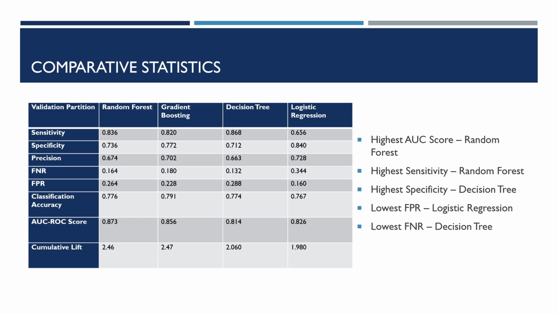Comparing these statistics side by side for each model, we can see that the random forest model has the highest area under the curve score as well as the strongest ability to distinguish positive cases. The decision tree shows the highest specificity, so it has the strongest ability to distinguish negative cases, while also maintaining the lowest number of false negatives among the four models. The logistic regression model has the lowest false positive rate, however, it pales in comparison to every other model.